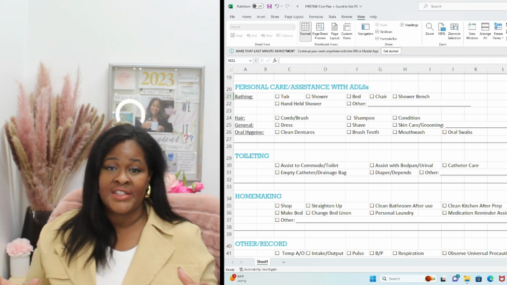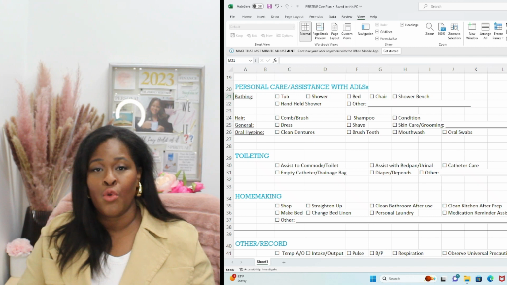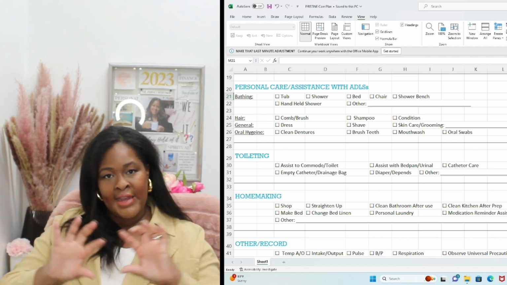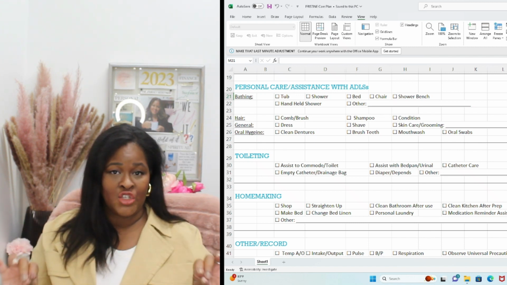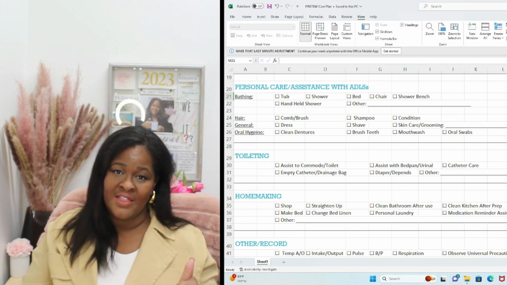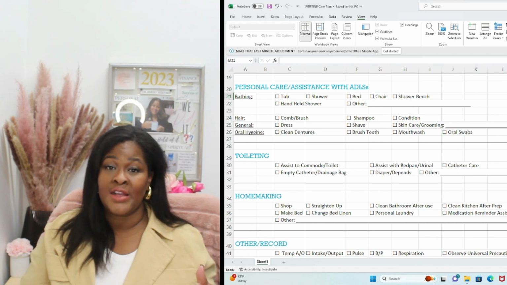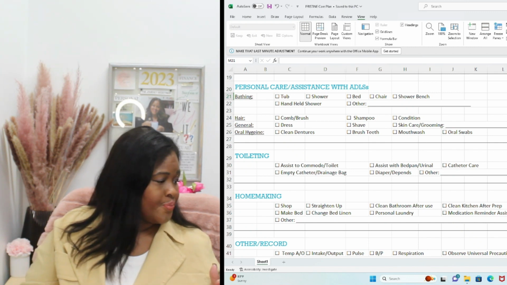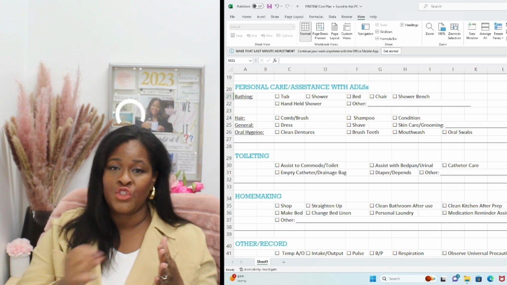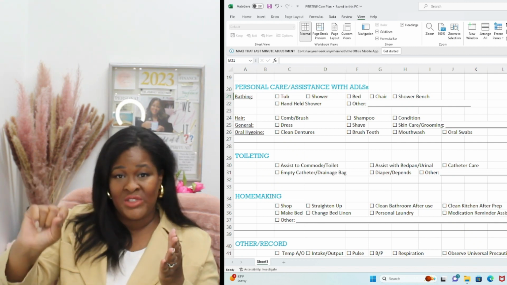The next section is a big one. This is the personal care assistance with ADLs and then the oral hygiene. So I kind of have that broken off into sections. That's how I do my care plans. I have it broken up into bathing, hair, general, and then of course oral hygiene. And so I have it listed in those areas, so then it makes it easier for that caregiver to check what was done.